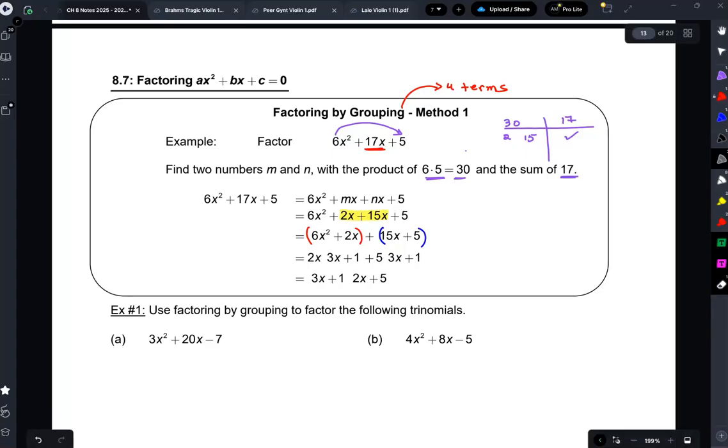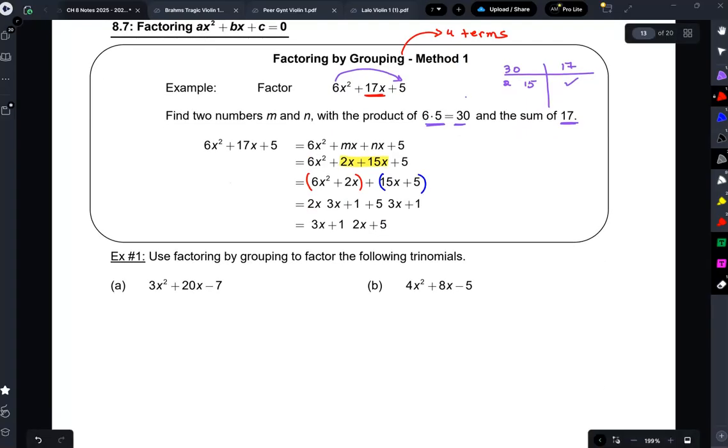So now I can split this one and this one. From the red, I factor out a 2x and I get 3x plus 1. From the blue, I factor out a 5 and I get 3x plus 1. And oh my gosh, just like we had before, I have a common term, 3x plus 1. I write that here, and then I have 2x plus 5 that I write over here. So that's how I factored it.